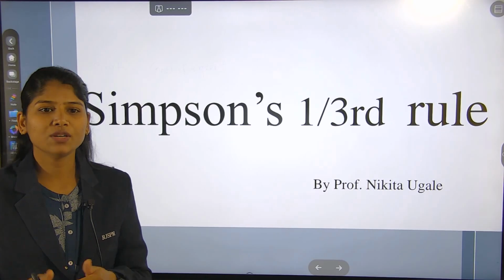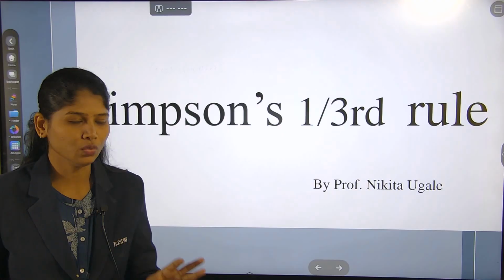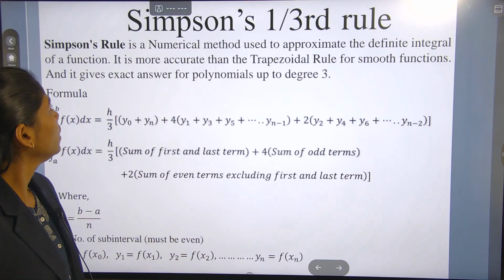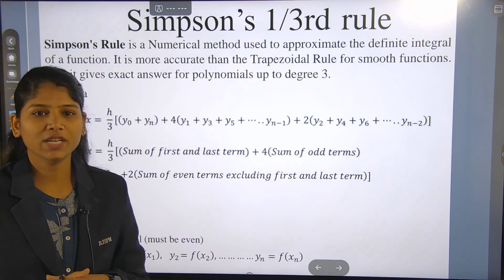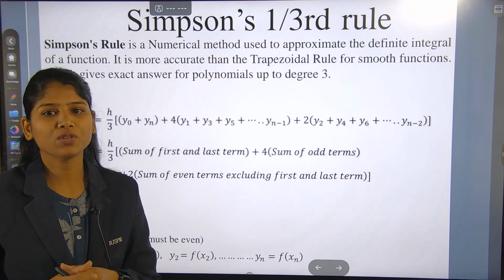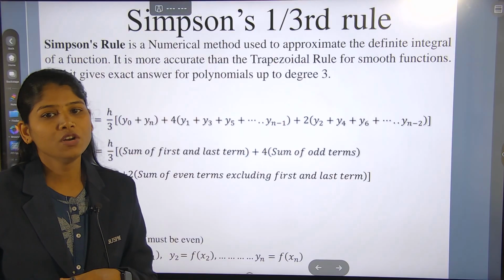Today we will discuss the topic Simpson's 1/3 rule. So Simpson's 1/3 rule is a numerical method used to approximate the definite integral of a function.